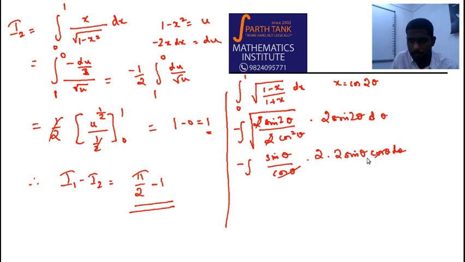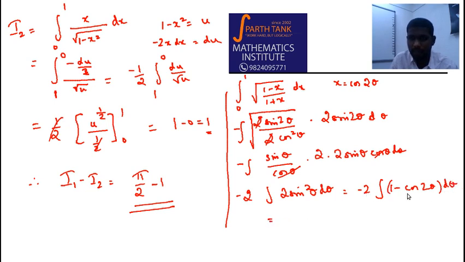Now all this is gone. So I have 4 sin square theta. So let me keep 1 2 outside, and this can be written as 2 sin square theta d theta. This is nothing but 1 minus cos 2 theta d theta. Right? After all this, now I can integrate this and say minus 2 theta minus sin 2 theta upon 2.